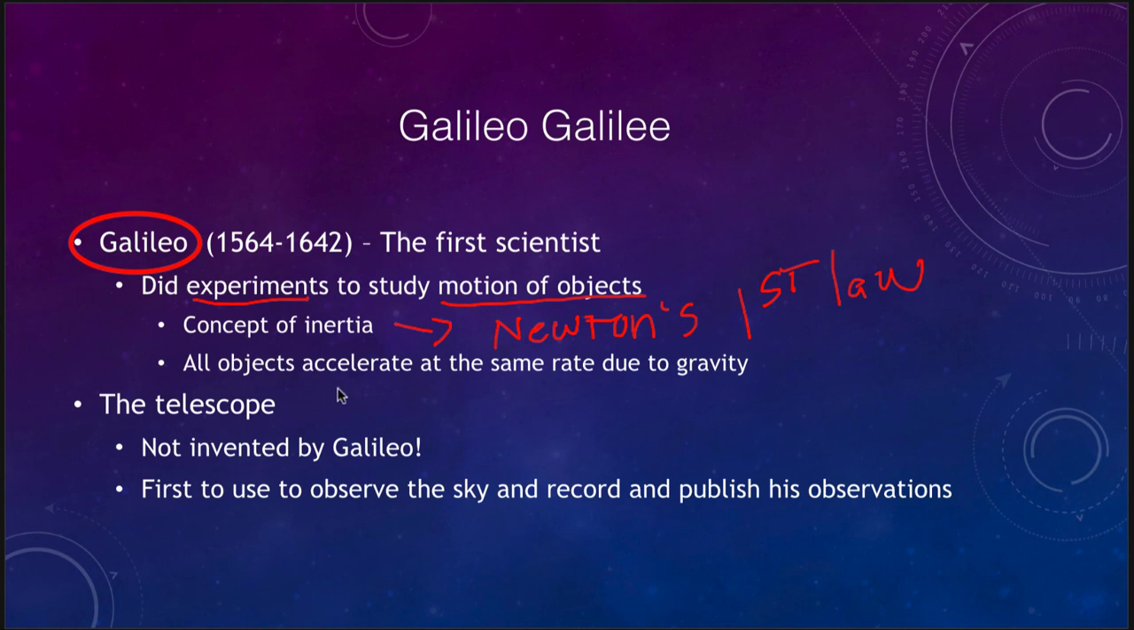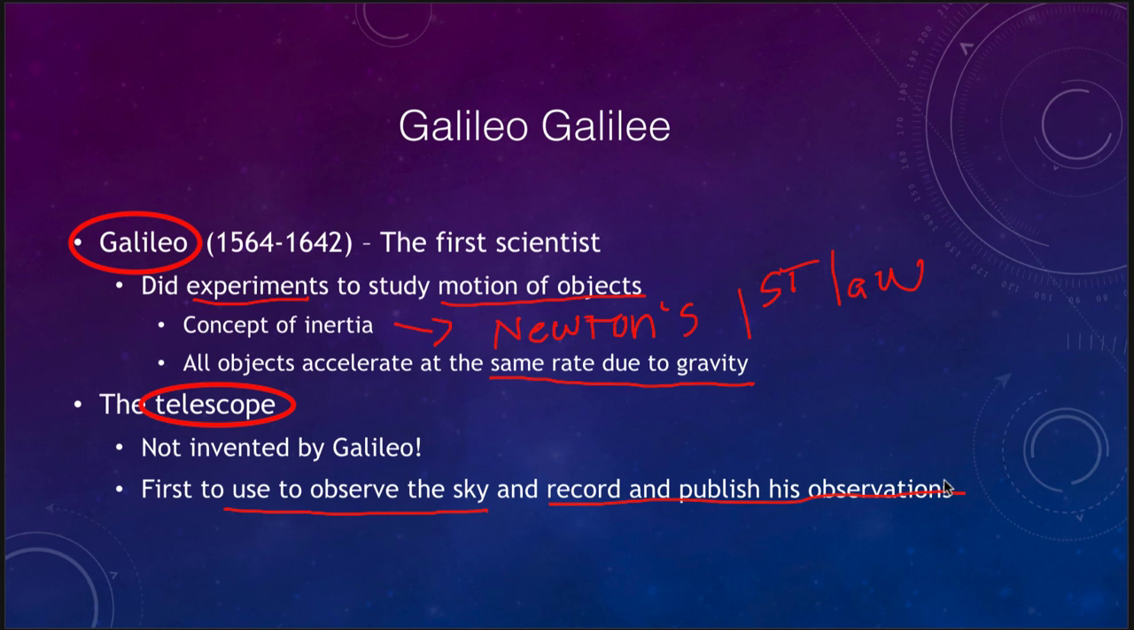and found that all objects accelerate at the same rate due to gravity. It didn't matter whether it was a less massive object or a more massive object, it would accelerate at the same rate. Galileo also used the telescope. He did not invent the telescope, but he was the first to use it to observe the sky that we know of, and certainly to record and publish his observations.